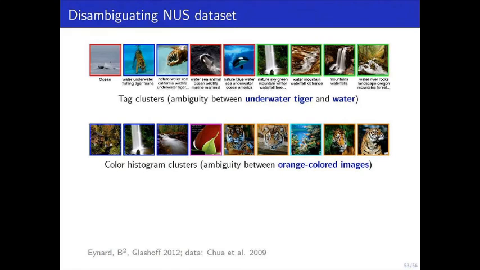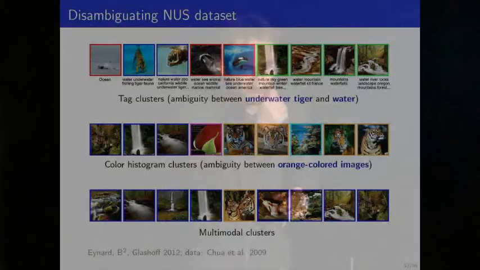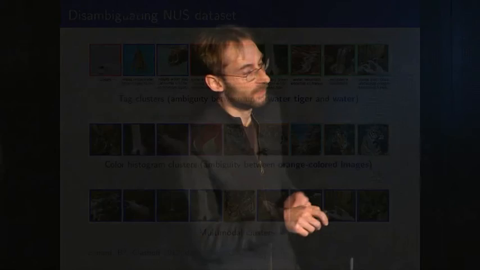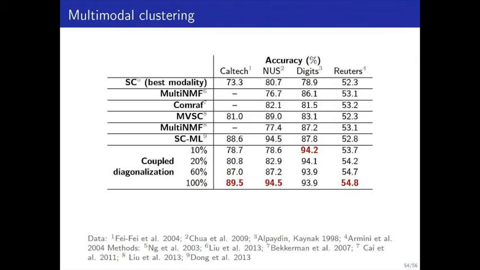This is what we get if you use only the color histograms. And in this case, the confusion comes from the similar colors. So yellowish tigers are similar somehow to fall scenes of nature. And this is what happens when we use the joint clustering, the joint diagonalization. And here I'm on purpose showing a cluster where there is only one outlier, that's this tiger, but all the rest are correct.